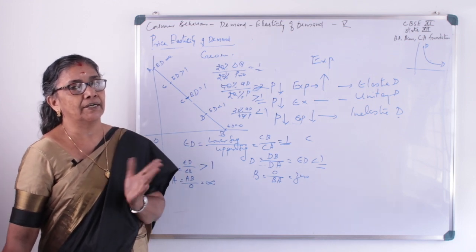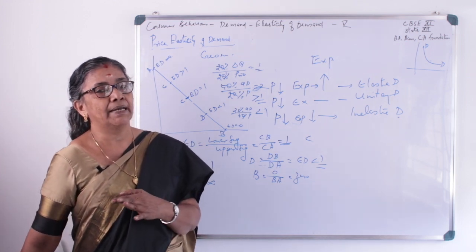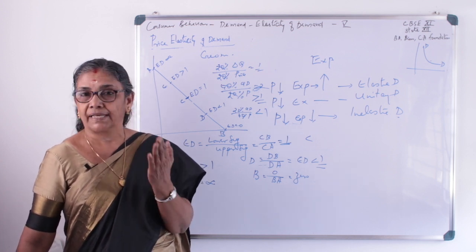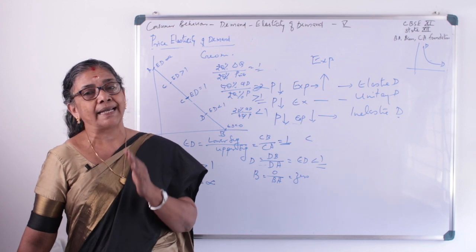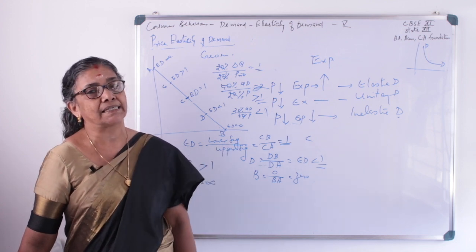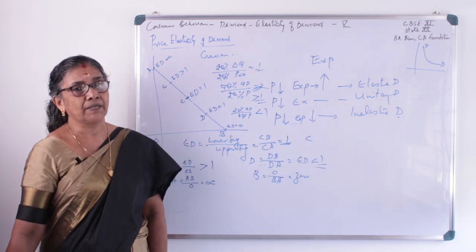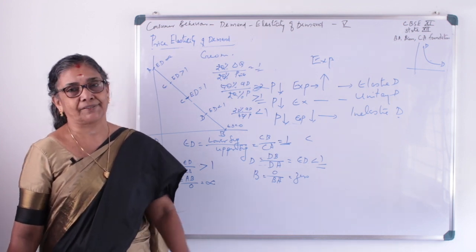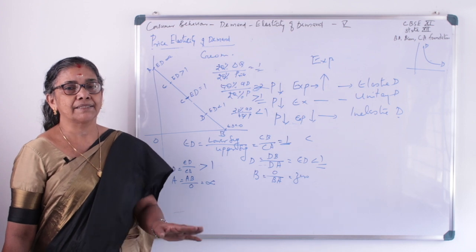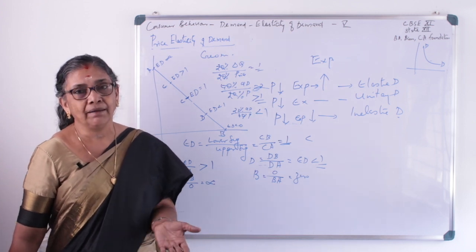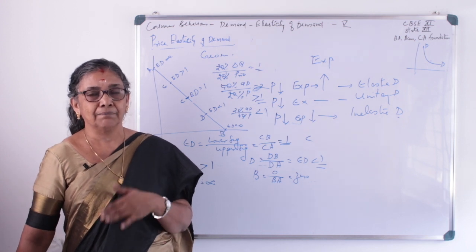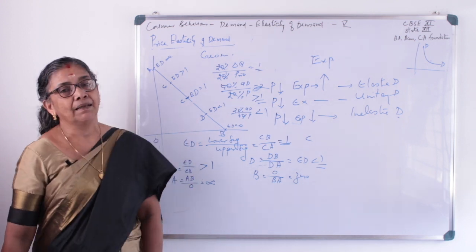Once more I will tell you what is elasticity of demand. Elasticity of demand means the responsiveness of quantity demanded to the change in the price of a commodity, or the rate at which the quantity demanded changes as a result of change in the price of a commodity. That is price elasticity of demand. Price elasticity of demand can be measured by the proportion method or percentage method, then income method, expenditure method and geometric method.